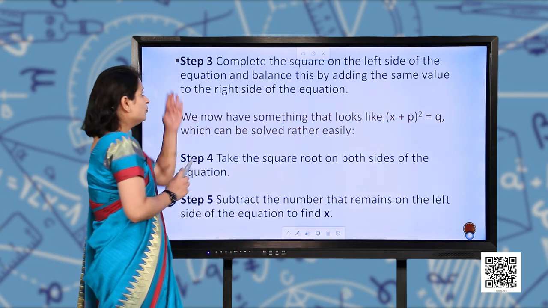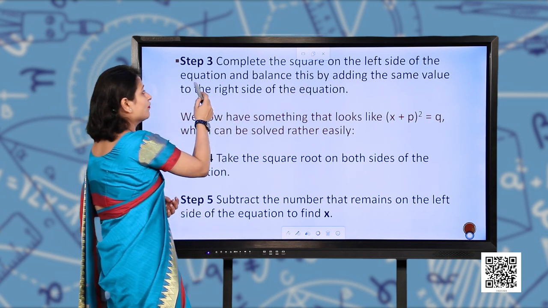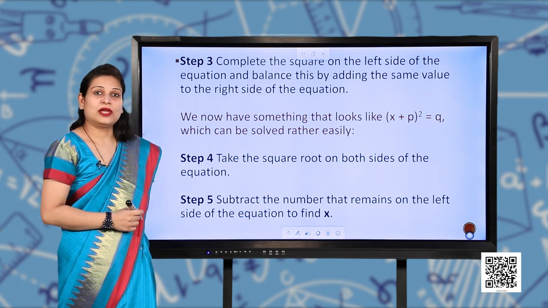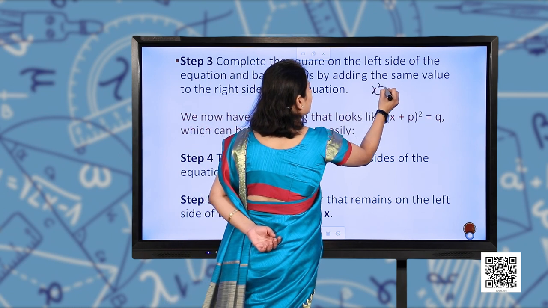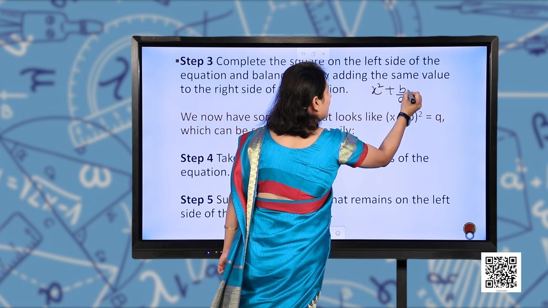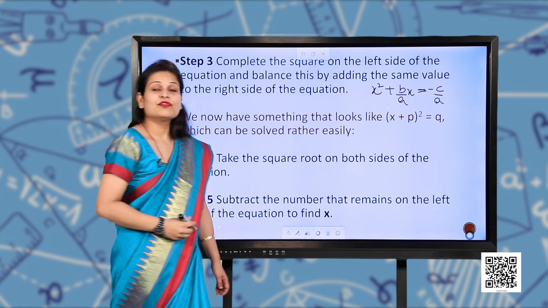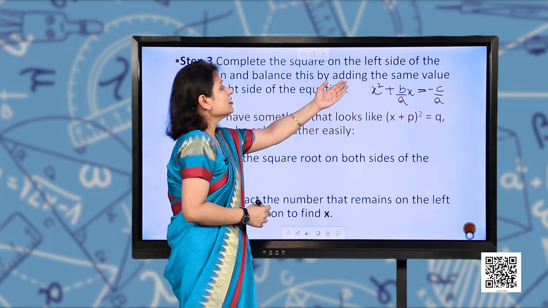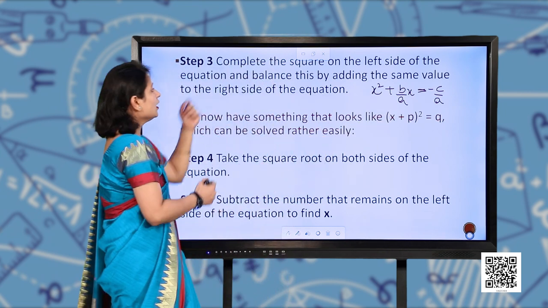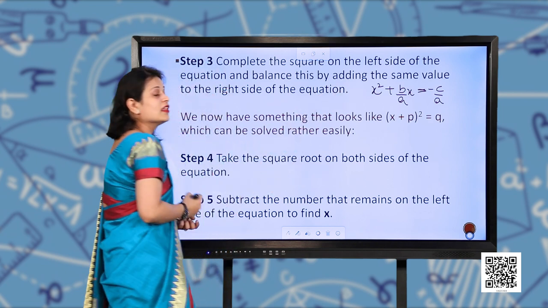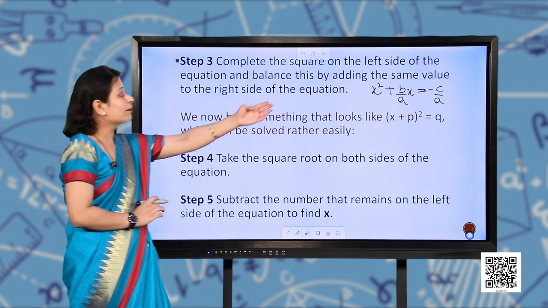Now step 3, complete the square on the left side of the equation. Now as we have obtained the equation in step 2 as x square plus b by a x equals to minus c by a, now what we need to do? We have to complete the square on the left side of the equation and balance this by adding the same value to the right hand side of the equation. So how will we complete this?